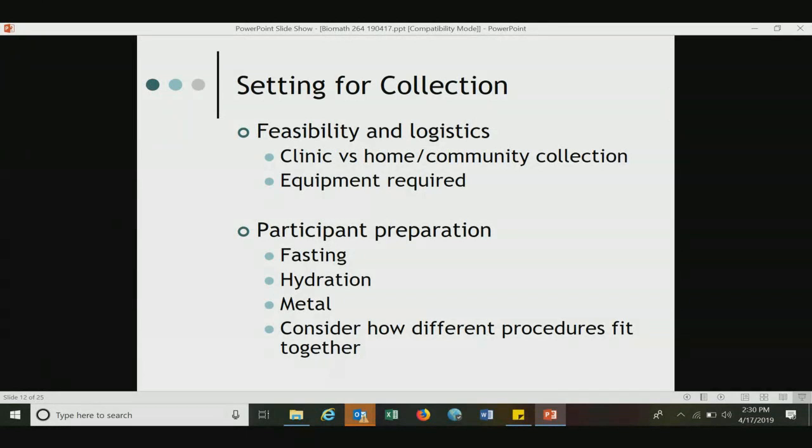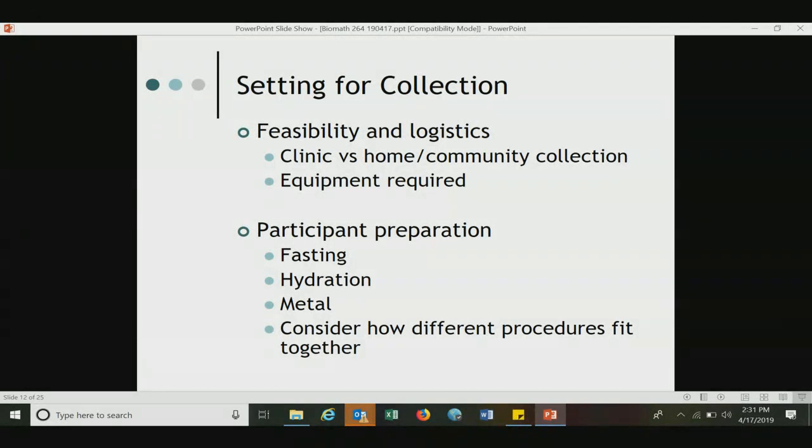Then you also need to think about what your participant needs to be doing. Do you need to have your participant fasting? How hydrated do they need to be? If you're getting blood from people, you want to make sure they're as hydrated as possible. Depending on what you may be imaging with ultrasounds, you may want to have a full bladder or an empty bladder. It depends. You need to consider, is metal going to interfere with the collection of an image? Or is it going to make somebody ineligible? If there's something metal that they can take off, do you want them to take it off? All of those things.